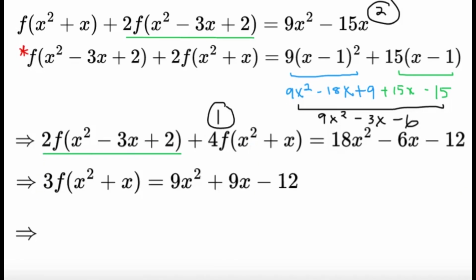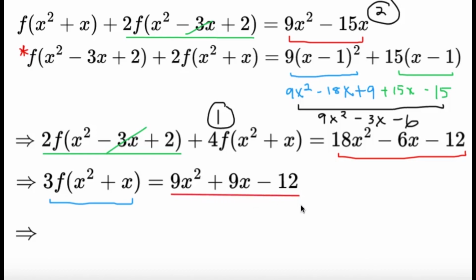And I'll get the following. So the green ones cancel. And then the 4 times f of x squared plus x minus f of x squared plus x gives me the 3 f of x squared plus x. And then 18x squared minus 6x minus 12 minus 9x squared minus 15x. That's just going to give me this one. So 9x squared plus 9x minus 12.